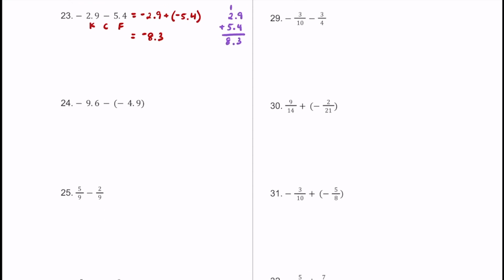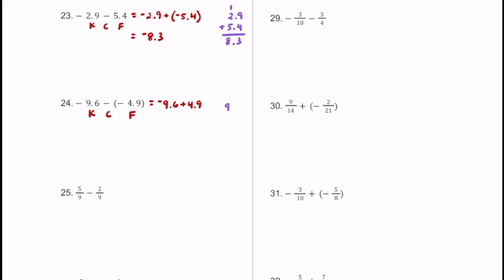All right, for 24, we have negative 9.6. We're going to keep that. We're going to change minus to a plus, and we're going to flip this 4.9. So rewriting this as an addition problem, we have negative 9.6 plus a 4.9. Okay. Now, because we have a negative and a positive, we're going to have to subtract their absolute values, and we know the answer should be negative because negative 9.6 has a greater absolute value.